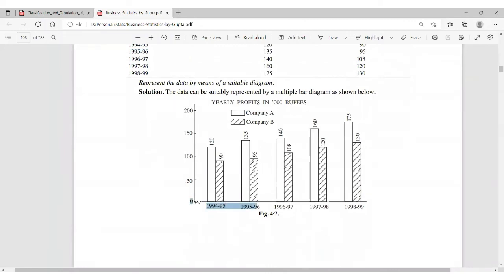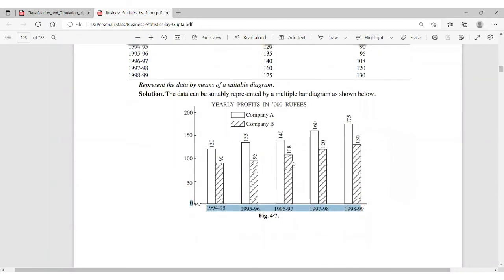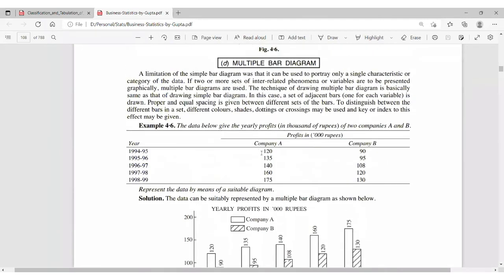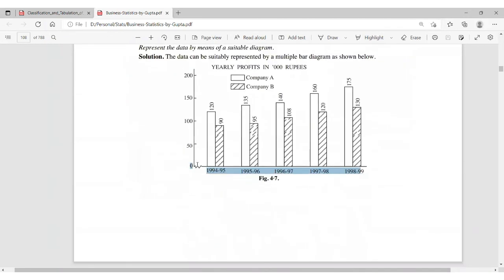For the single year on the x-axis, we have 2 y-axis values, meaning 2 data come in. So on the x-axis we write this for the first one. On the y-axis, the highest is 175 and the lowest is 90. So obviously 90 to 95, so we make this 200.